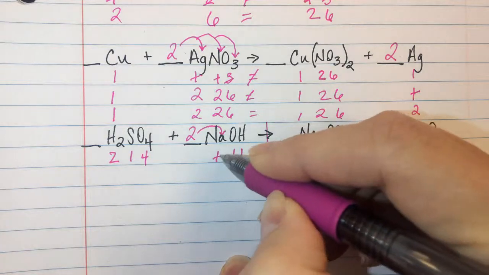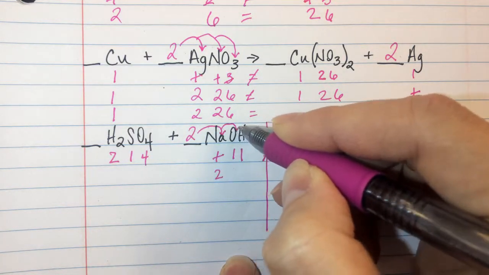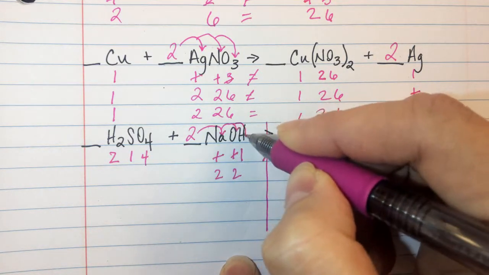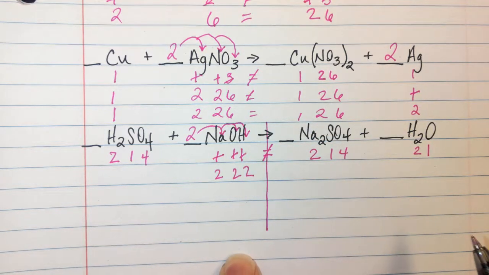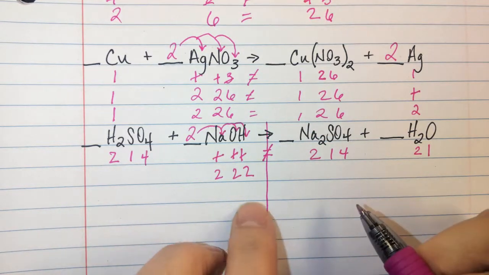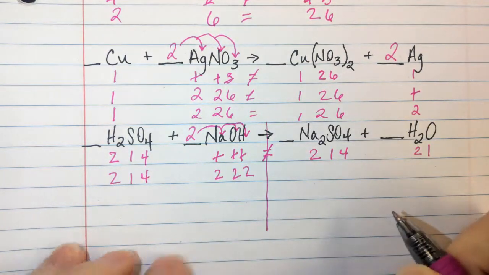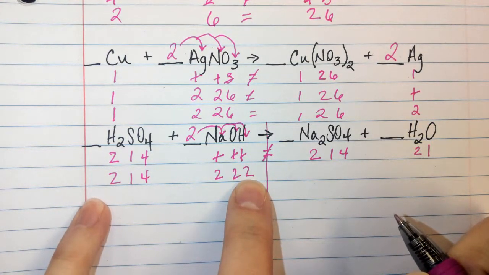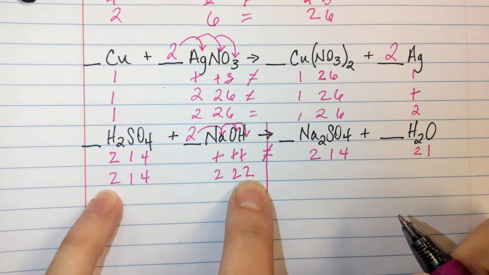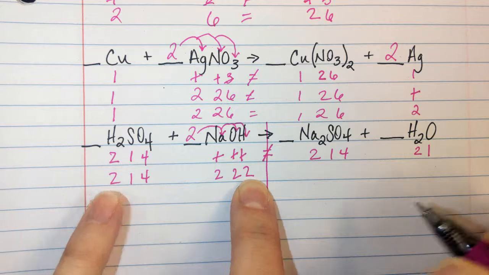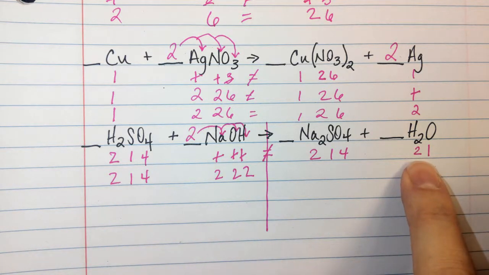2 times 1. 2 times 1. 2 times 1. 2. Now, how many hydrogen do I have all together on the left? 4. You see it? See it? On this side, I only have 2.